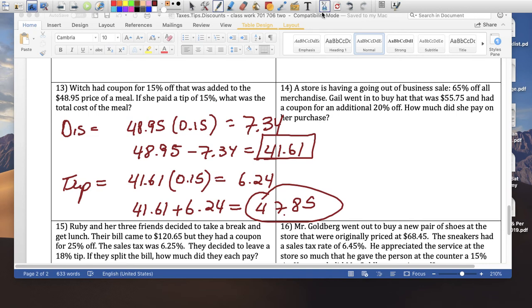I just don't remember, but I think, should we tip him on the original value, or is it okay to tip him on the discounted value? Well, let's see what you say tomorrow.